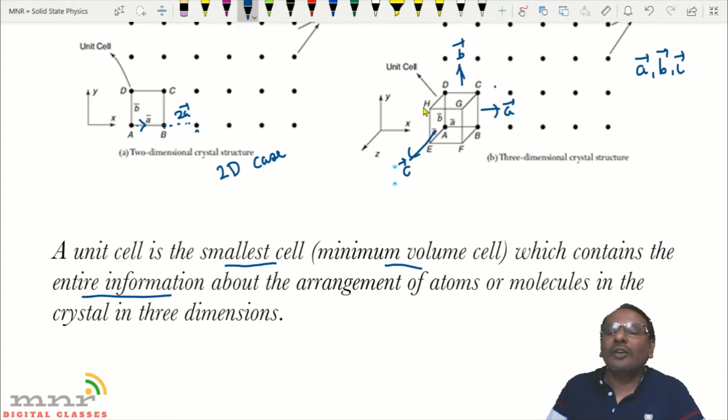So if you want to understand the structure of a crystal, it is not necessary to consider the entire 3-dimensional structure. Just consider the unit cell of that crystal. That unit cell will contain the complete information regarding the crystal structure, that is arrangement of the atoms, spacing between the atoms, the number of atoms present, and all the information can be obtained just by studying the unit cell. This is the importance of unit cell.